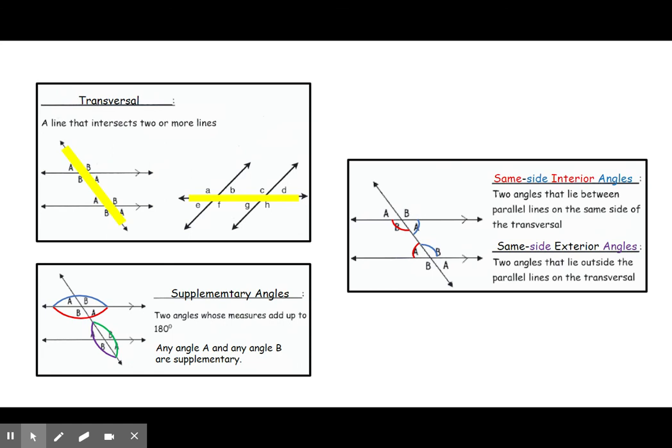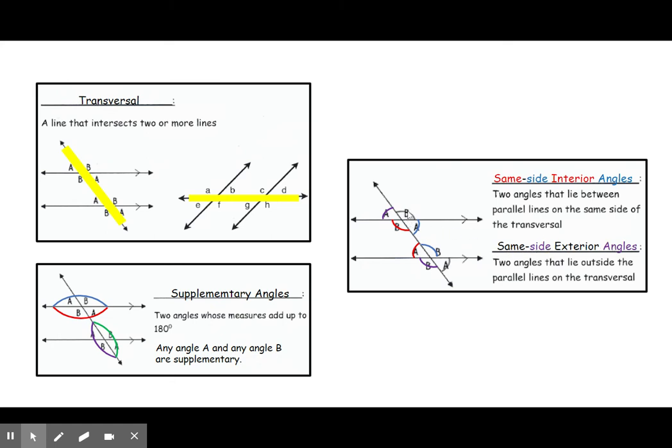So if I have same side interior angles, that means I also have same side exterior angles, or any two angles that lie outside the parallel lines on the same side of the transversal. So remember, inside, interior, outside, exterior. So same side exterior. So if I look, this A is outside my parallel lines to the left of the transversal. This B outside the parallel lines to the left of the transversal. We call those same side exterior angles.